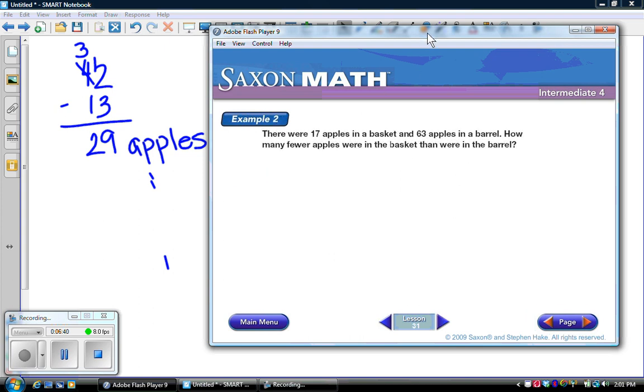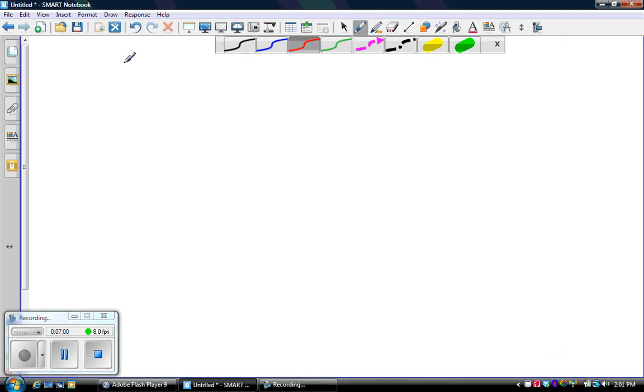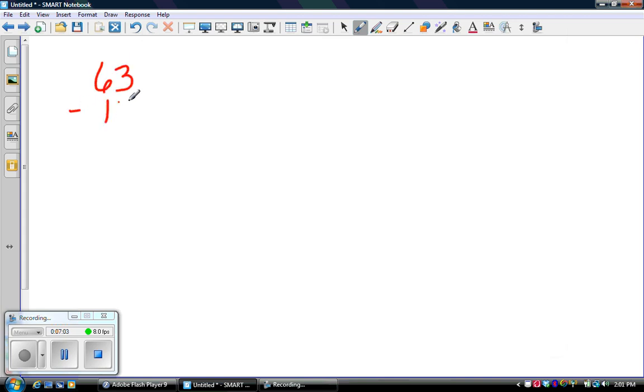There were 17 apples in a basket and 63 apples in a barrel. How many fewer apples were in the basket than were in the barrel? Okay, we're still wanting to find the difference between those two numbers. So which one would go on top? Yeah, the 63. So let's do 63 minus 17. Okay, 3. Take away 7 from that. You can't. So let's go to the neighbor to ask for some help. 13 take away 7 is 6, and 5 minus 1 is 4.